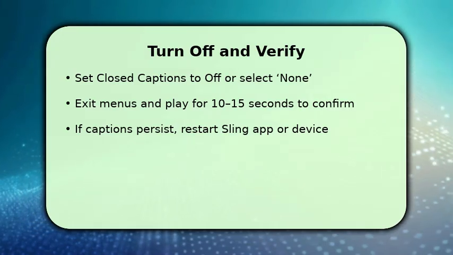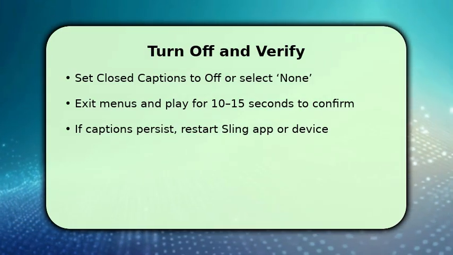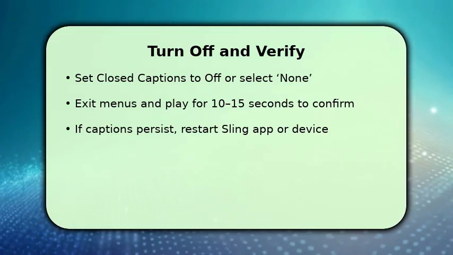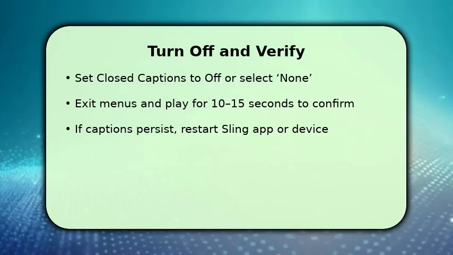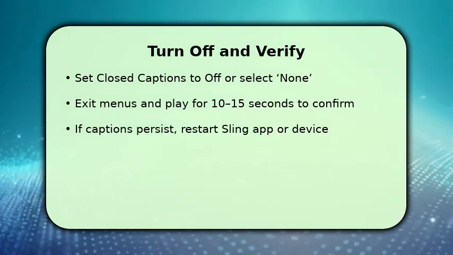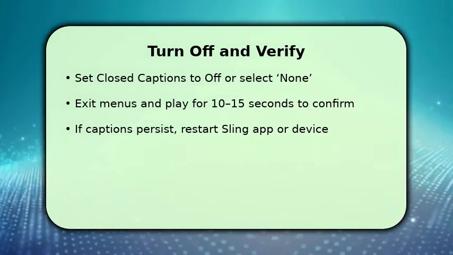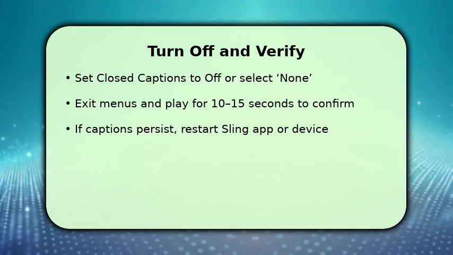If captions still appear, force close the Sling app and reopen it, or reboot the device. This clears cached settings. As a troubleshooting tip, make sure your app is up to date. Outdated app versions sometimes ignore subtitle toggles until updated or reinstalled.